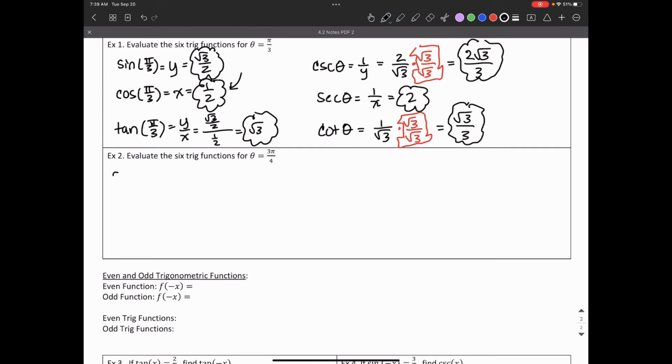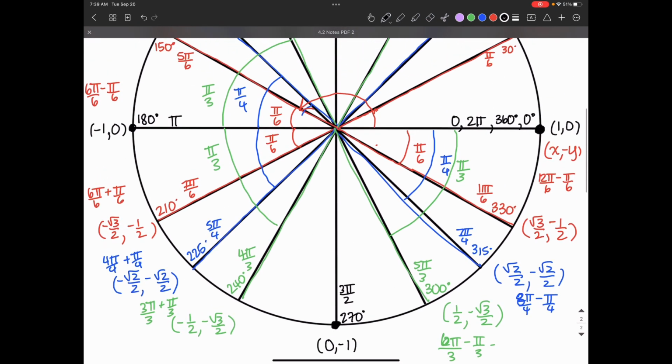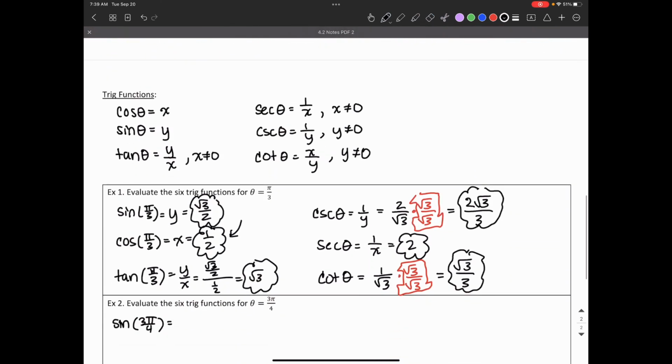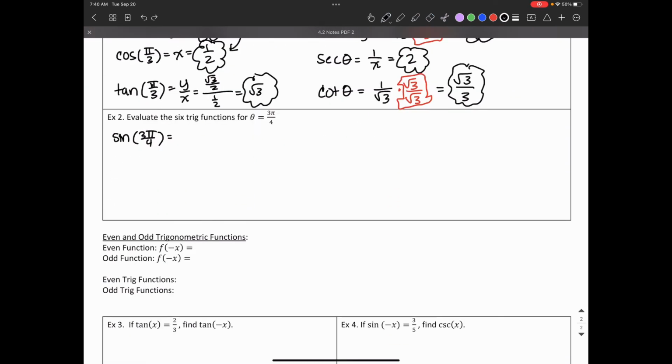So I'm going to look on my unit circle, and I'm going to look at 3 pi over 4. Actually, why don't you pause the video and try this on your own? All right, welcome back. Please don't just copy these, try it on your own.